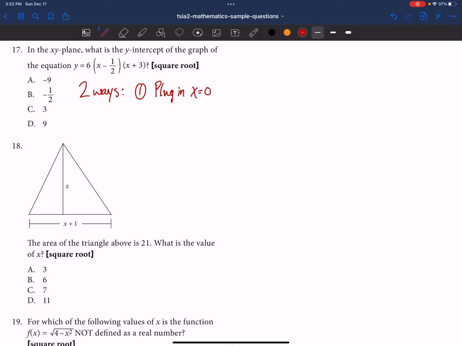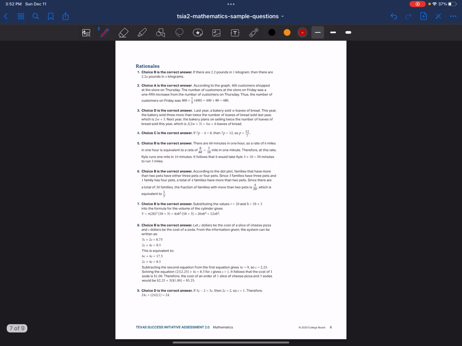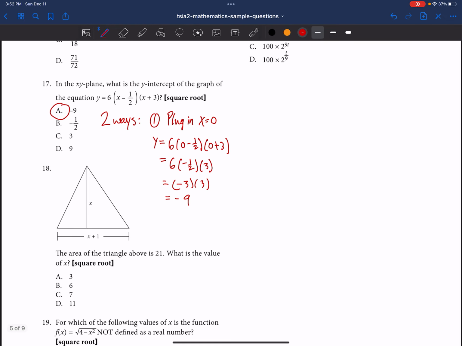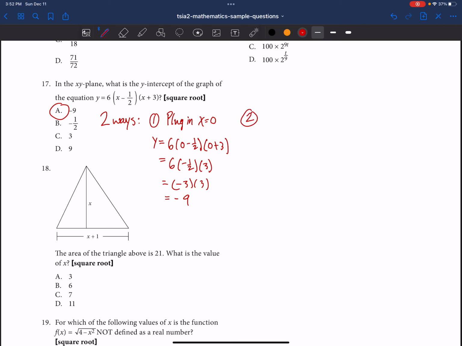So if I do that, then y equals 6 times 0 minus a half times 0 plus 3. And so that is 6 times negative half times 3. So that is negative 3 times 3, which is negative 9. So it's answer choice A. So 17 is A. Correct. Okay. I'm going to show you method 2, though, real quick.